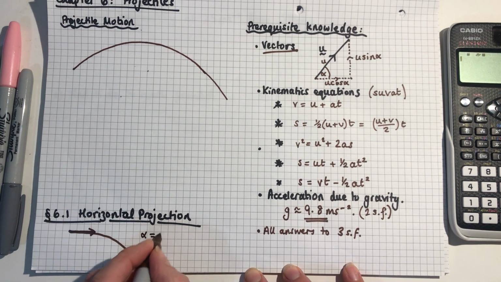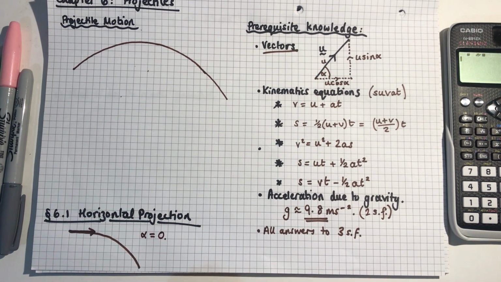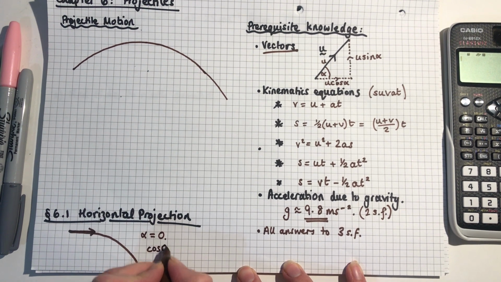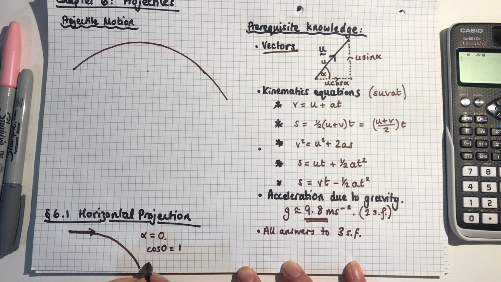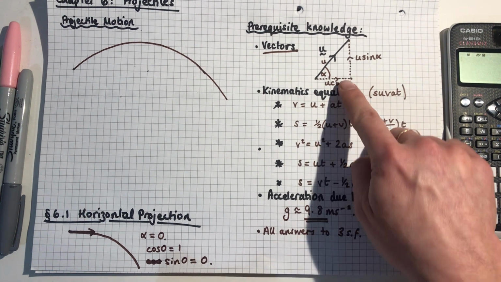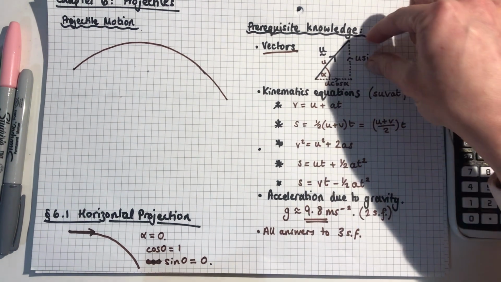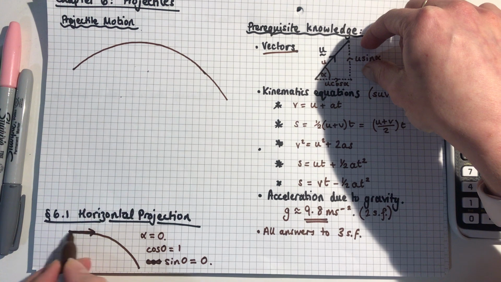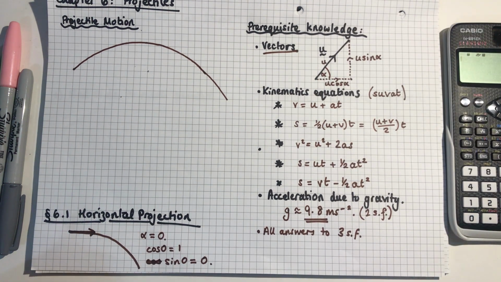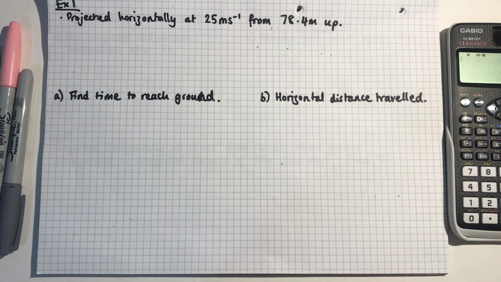So for horizontal projection, we use alpha is 0, and it's worth pointing out at this point that cos of 0 is 1, but sin of 0 is 0. So when we're looking at horizontal and vertical components, there's no vertical component here. I mean, you can see that, can't you? This vector points horizontally across, but I'm just going to point it out for you. So let's have a look at the first example.